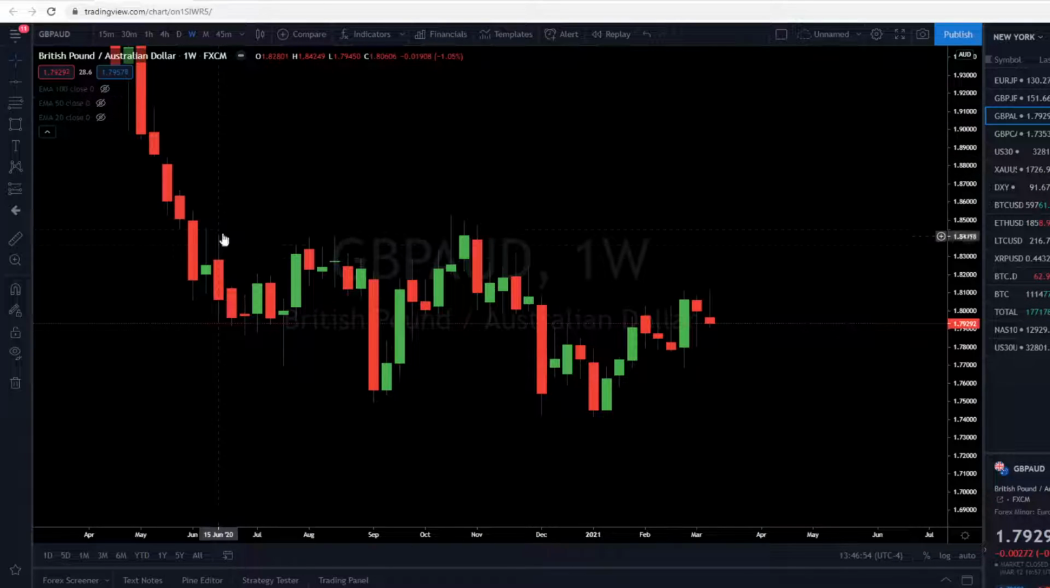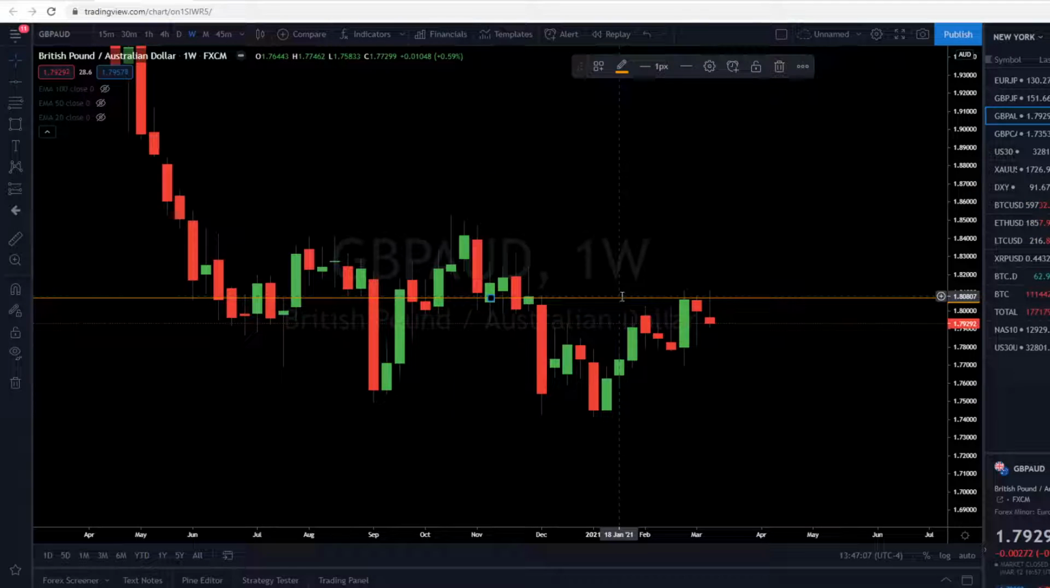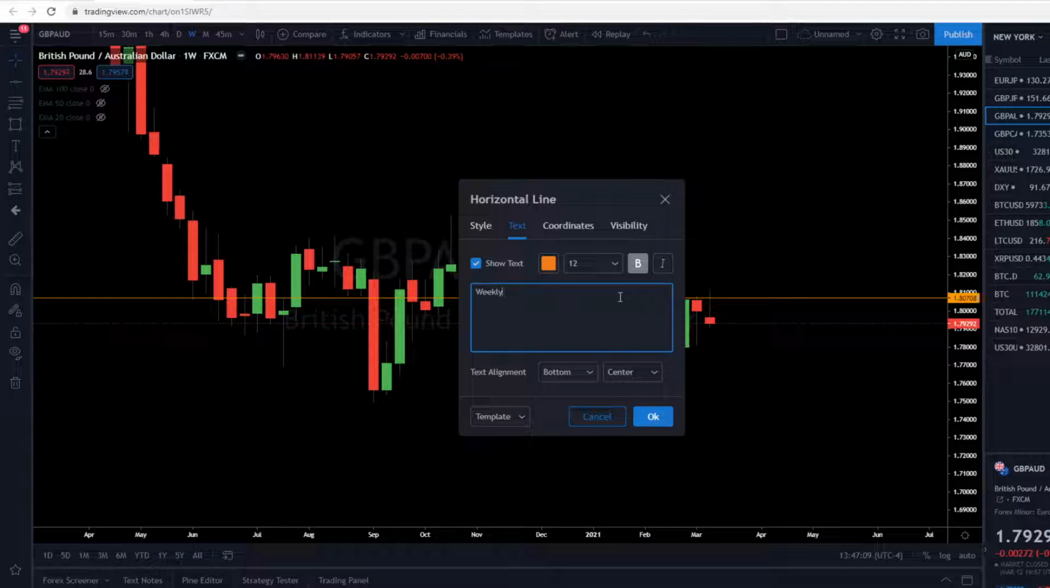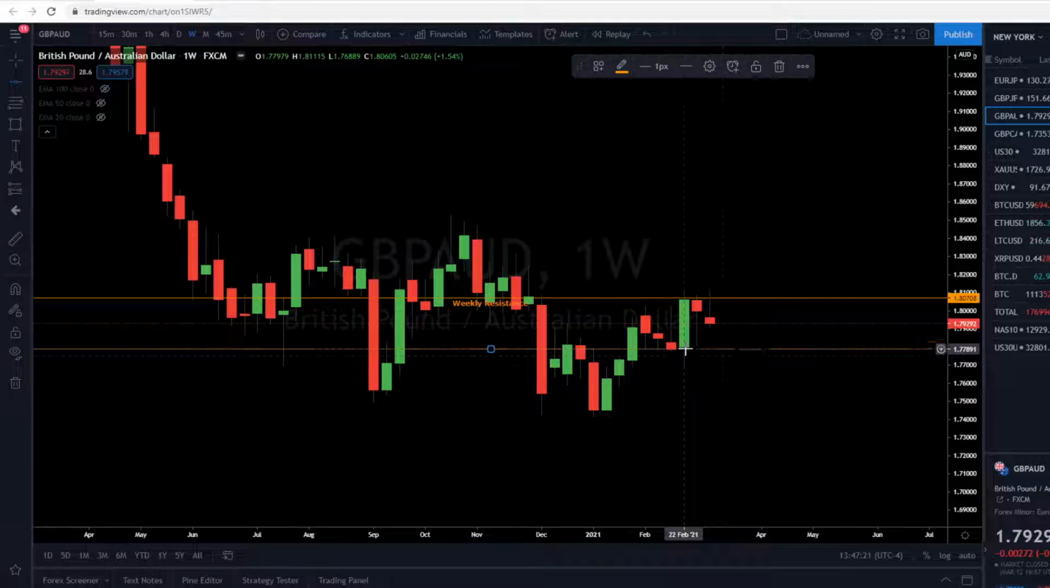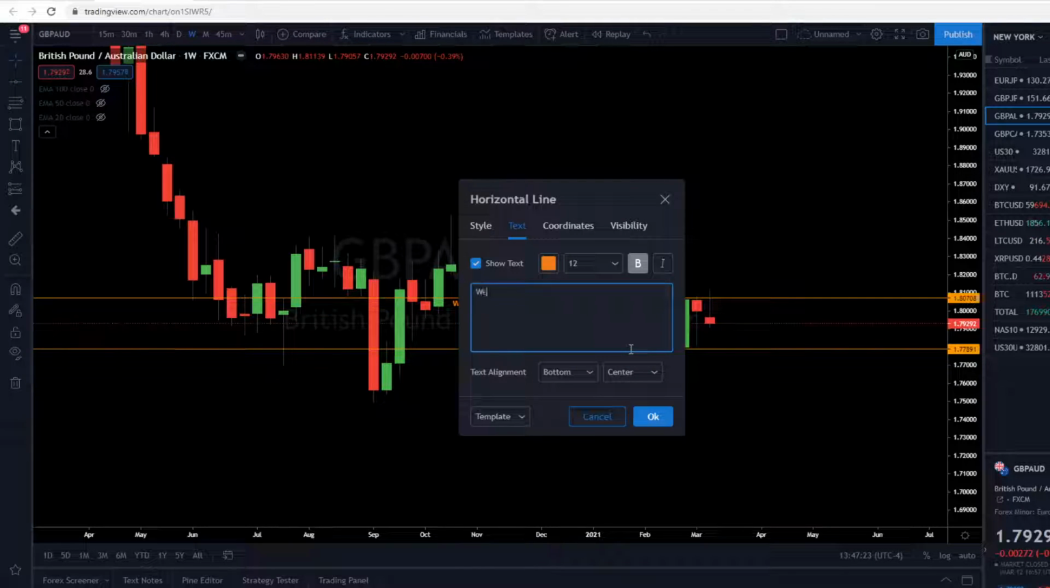Today I'm going over British Pound Aussie Dollar. This is my pre-market analysis for March 14th, 2021. If we take a look at the weekly, you see we have a weekly resistance at 1.8070. So let me mark this out real quick. Our weekly resistance. Now we have a weekly support at 177,825. This is our most recent weekly support.